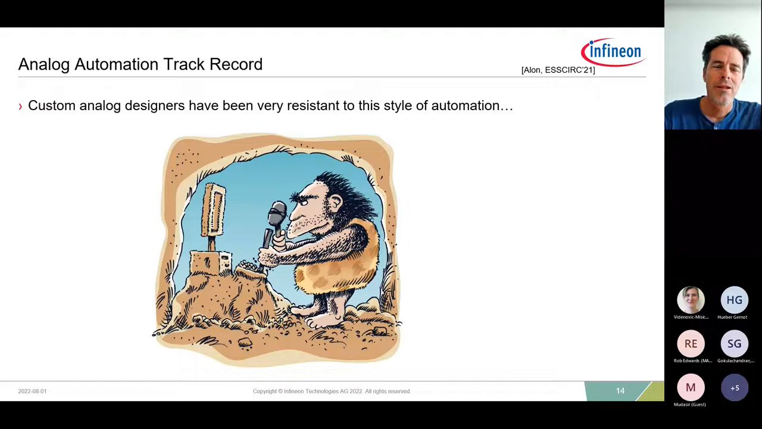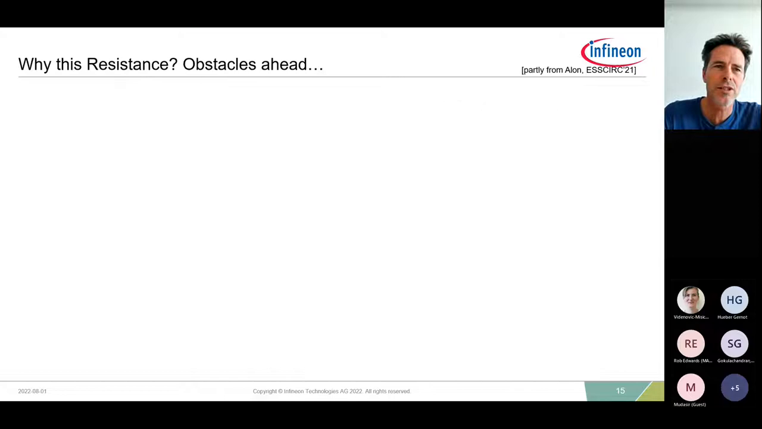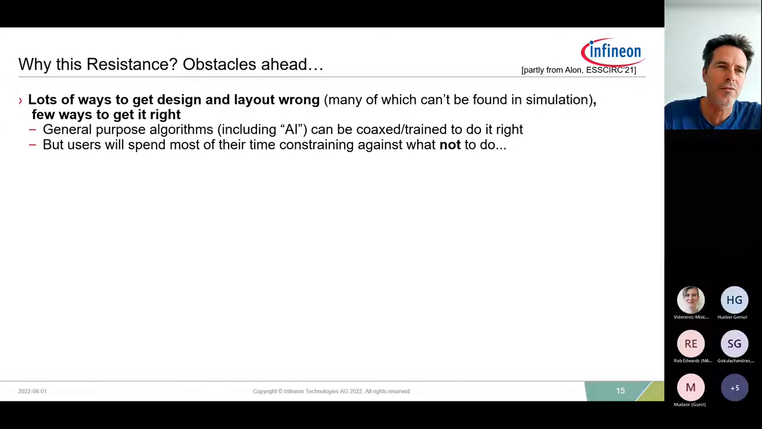You have already seen, since 30 years there have been ideas to do that. And why is it not broadly used today? There was an interesting talk by Elad Alon, professor at Berkeley, at last year's SCIRC. And I took some of his pictures here because I really like them. So custom analog designers, we have seen, have quite often been resistant to this style of automation. And here are some reasons why, partly I took this again from Elad.